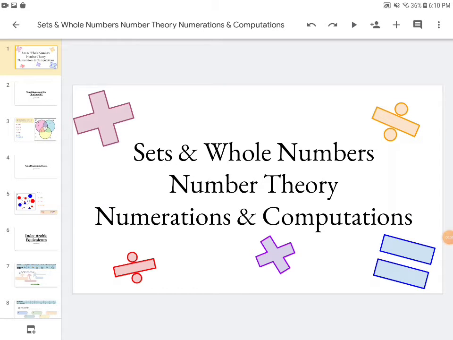Today I'm going to go over a couple of simple math problems. We're going to begin by discussing sets and whole numbers, number theory, and last but not least, numerations and computations. Now I know this sounds scary, it's a bunch of big words, makes your brain hurt. It's actually very simple. If you'll just follow along with me, we'll walk through it, make sure everybody gets everything, and we will rock this out.